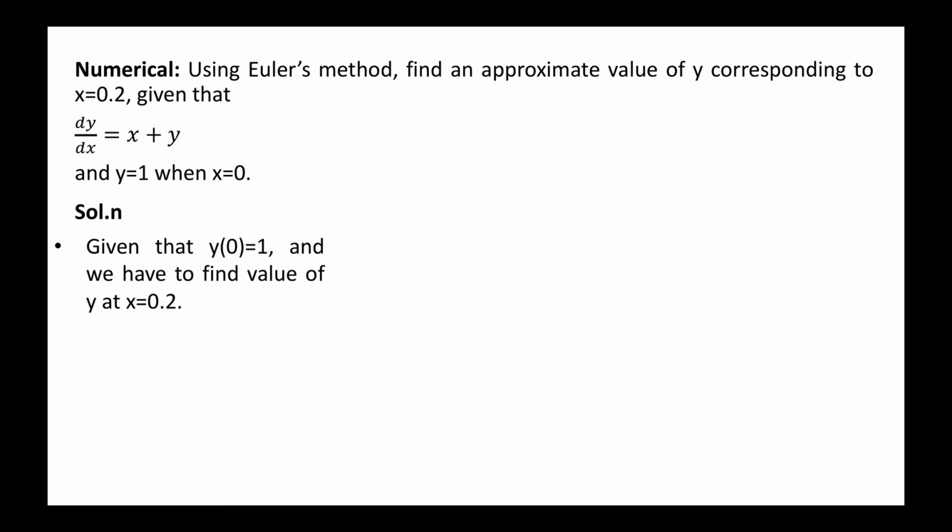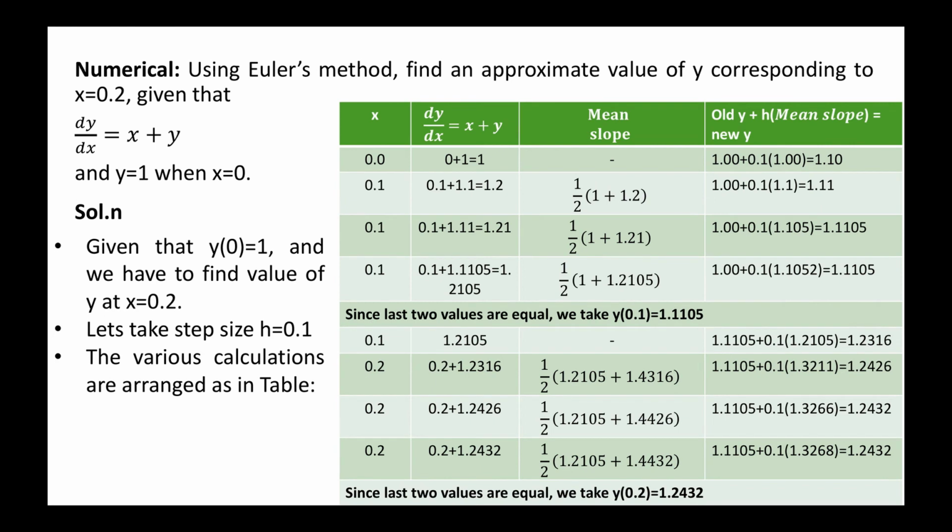So in previous numerical we have calculated value of y at 1 in the steps of 0.1. So we have calculated value of y at x is equal to 0.1, 0.2, 0.3, so on up to 1. So let us again take the step size 0.1. So the values calculated are shown in this table again.